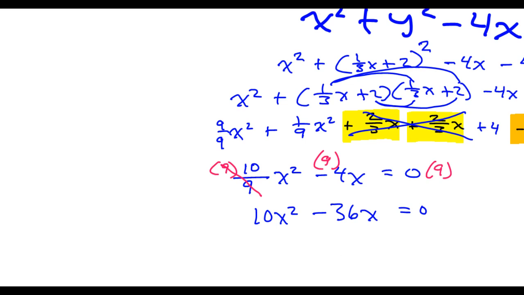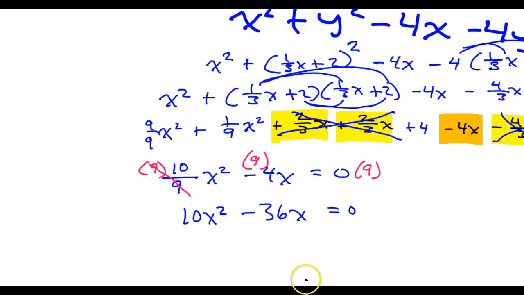Okay, that's fine and dandy. Now it's time to pull out the GCF. The common factor here is 2x. Don't forget they both have an x in common. So that's going to leave behind 5x minus 18.